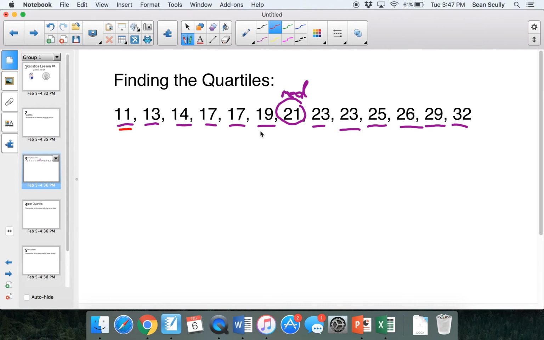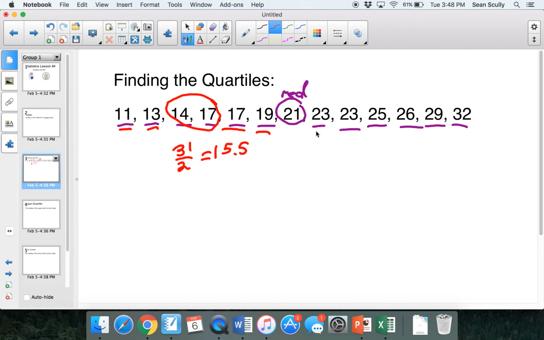So we have 11 cancels with the 19, 13 with 17, and I'm left with 14 and 17. Okay, so finding the number in between them, add them together. 14 plus 17, that's going to be 31, divided by 2, which is 15.5.